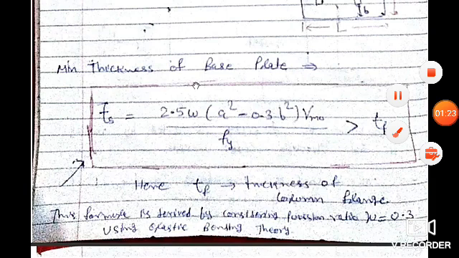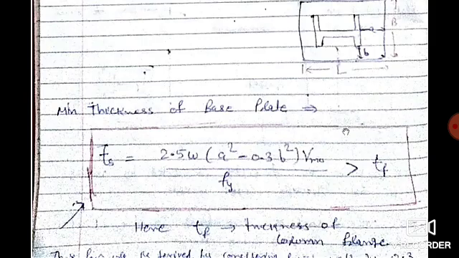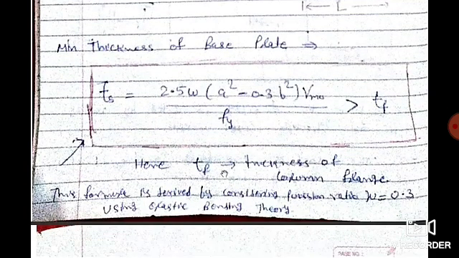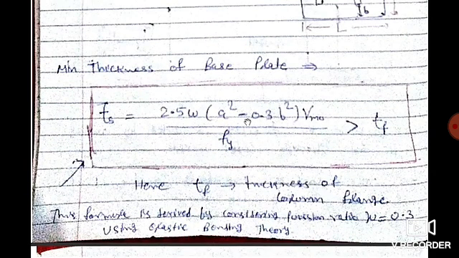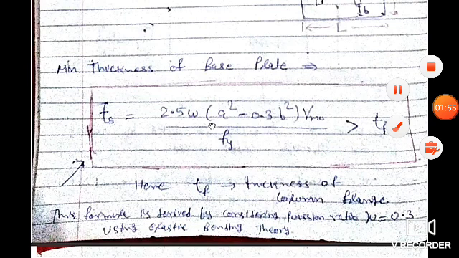So this is the formula. You can see here, tf is the thickness, therefore tf is equal to the thickness of column flange. This formula is derived by considering the projection ratio, that is equal to 0.3, using elastic bending theory. So this formula is derived on the basis of elastic bending theory. So on that basis it is derived.